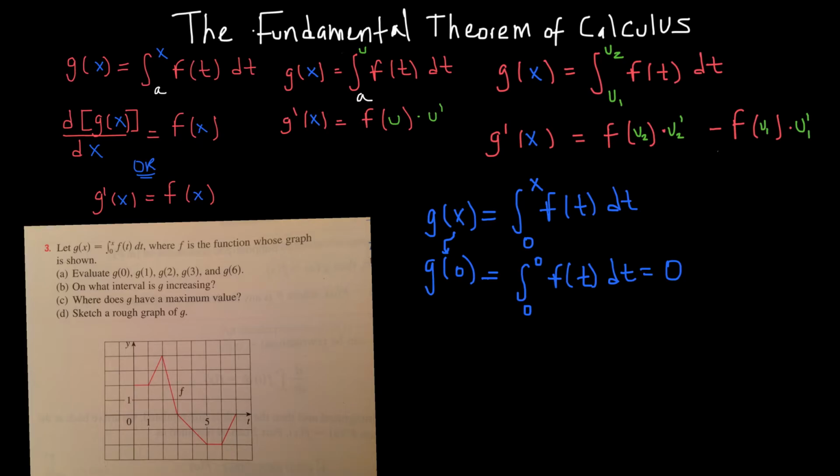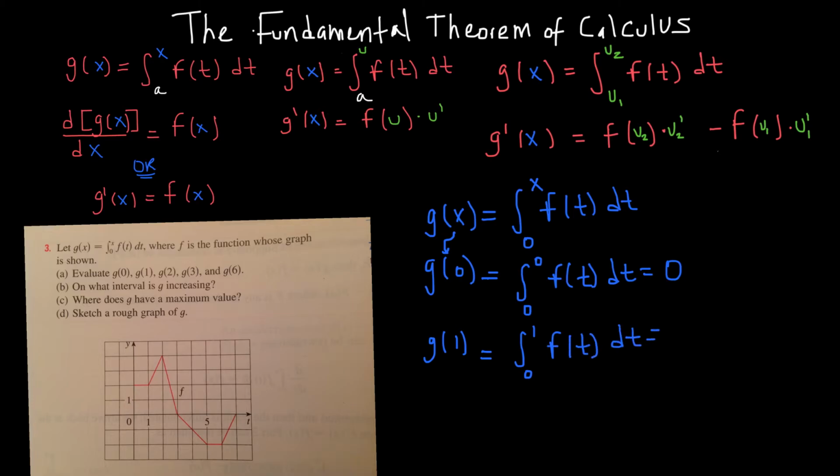That was kind of simple enough. You just have to realize the property. If your upper limit and your lower limit are exactly the same number, then the integral has to be 0. There's no space, there's no room for any area. The next question says g of 1. G of 1 would be equal to the integral from 0 to 1, now x becomes 1, of f of t dt.